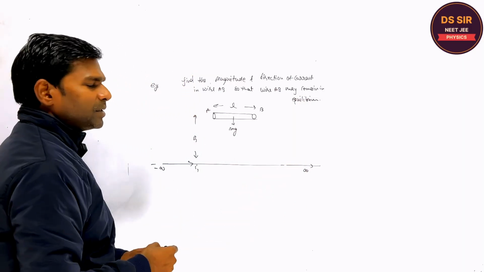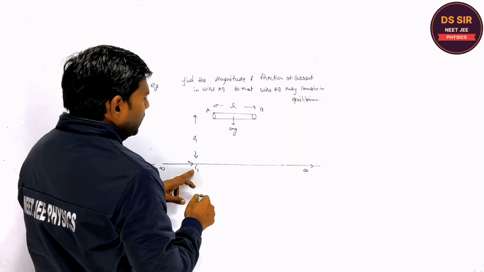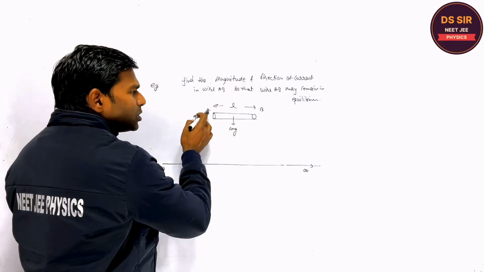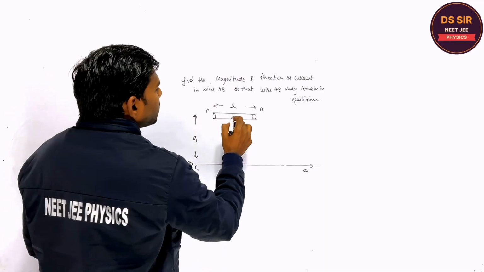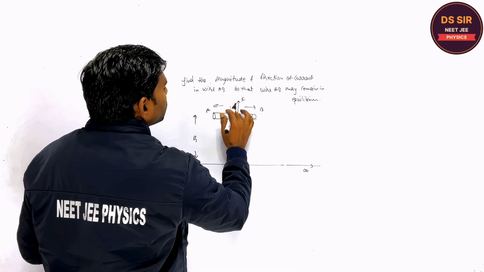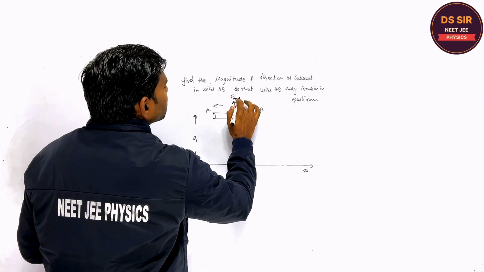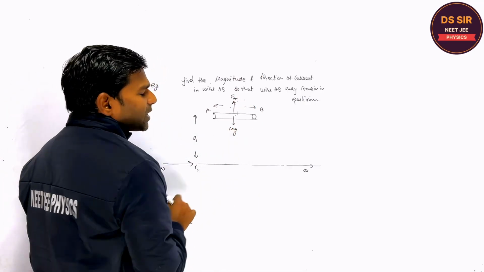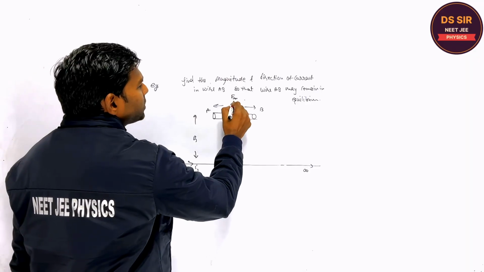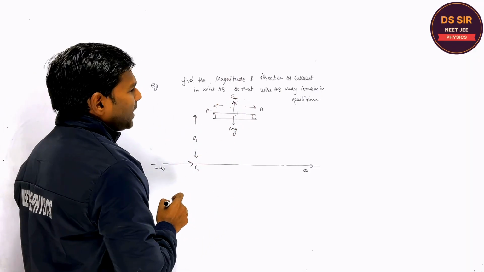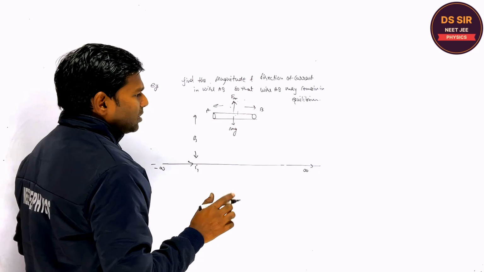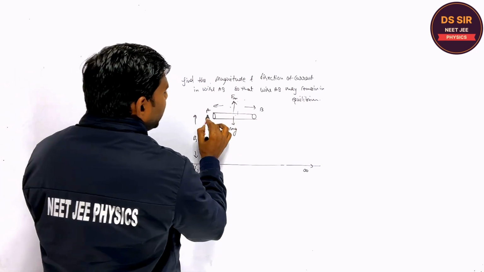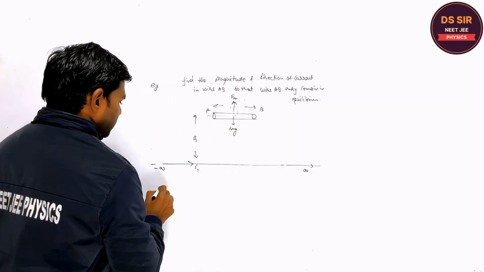It means if this is I1, there must be some current flowing in the wire AB so that the magnetic force acts in the opposite direction, balancing the magnitude of mg. The gravity force is balanced by this magnetic force. Is it clear? So the current should flow from A to B or B to A?